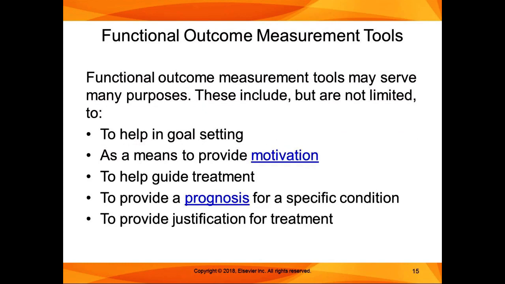There are functional outcome measurement tools that may serve many purposes, but one of them is to help in goal setting. Like you're going to say, maybe you're going to do the Berg balance test, and the person scores a 40 out of 56, which indicates a high risk of falling. You say you want to improve their Berg score to 49 out of 56 to decrease their risk of falling. You can use it as a means to provide motivation for the patient, and that is definitely a valid use for functional outcome measurement tools.